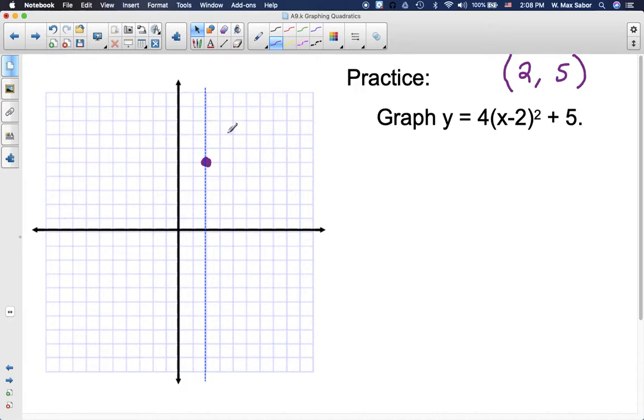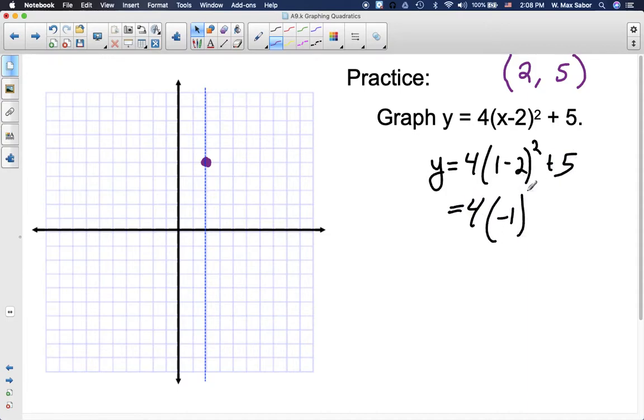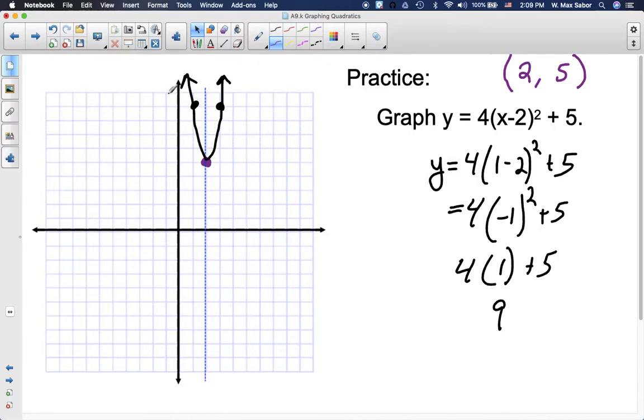Let's plug in 1. 1 seems like an easy number to plug in. 4 times 1 minus 2 squared plus 5. 4 times negative 1 squared plus 5. 4 times 1 plus 5 is 9. So that's going to be our point. Reflect that across the axis. That gives us another point. So there is our parabola.